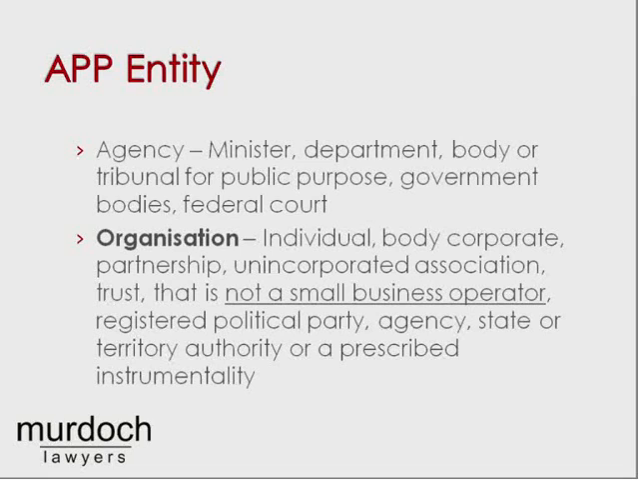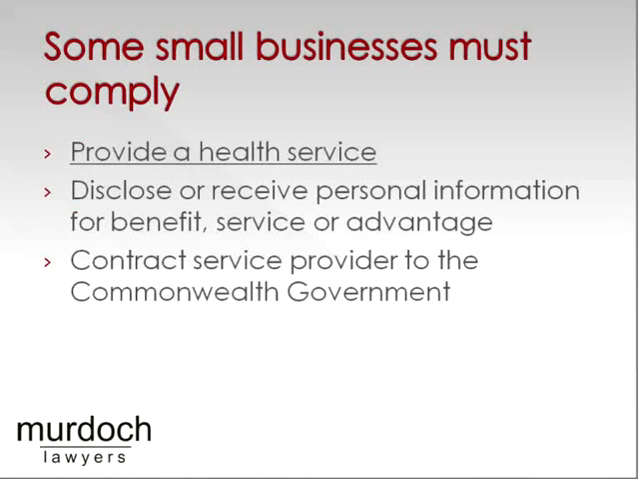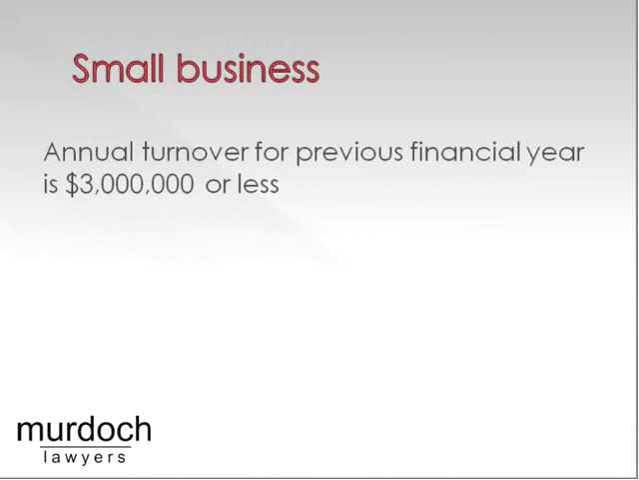There is an exception, and the way the Privacy Act is drafted, it'll provide general provisions, and there'll be a number of exceptions throughout, and you'll see that when you go through the Australian Privacy Principles. So some small businesses must still comply, and most relevant there is a small business which provides a health service. Other small businesses which have to comply are those that disclose or receive personal information for a financial benefit, or where the small business is a contract service provider to the Commonwealth Government. There's still the same threshold for a small business, so you're looking at turnover of less than $3 million per annum.